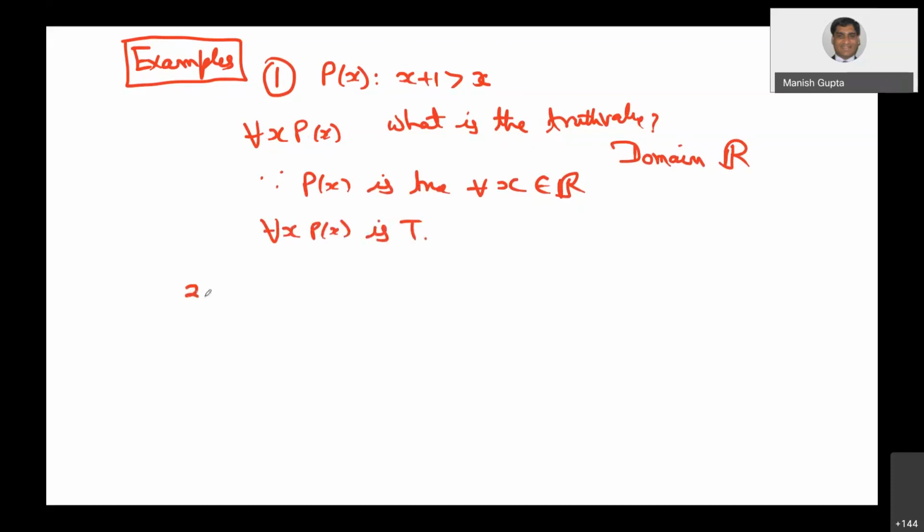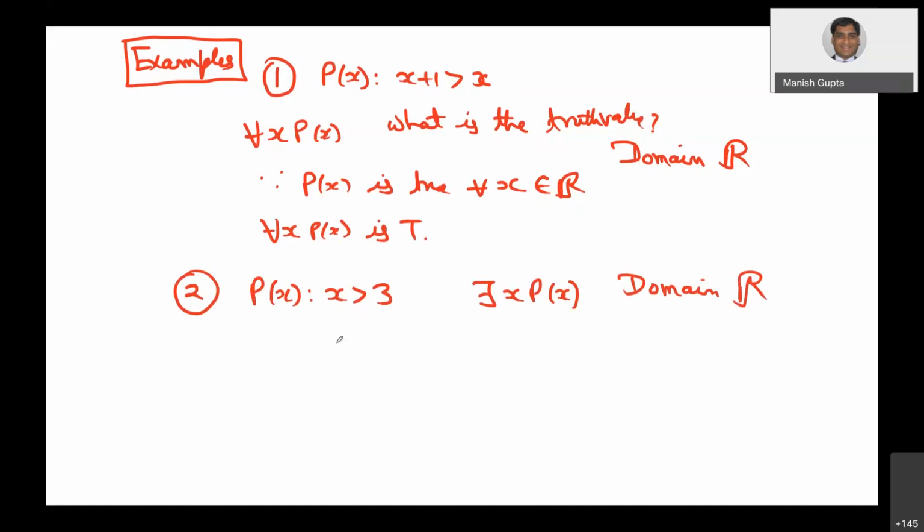Good. Second example, let us take P(x): x is greater than 3. What is the truth value of the quantification there exists x P(x)? This time the quantification is there exists x P(x). Domain we can assume the same, real numbers. What is the truth value of this? I can write it down.